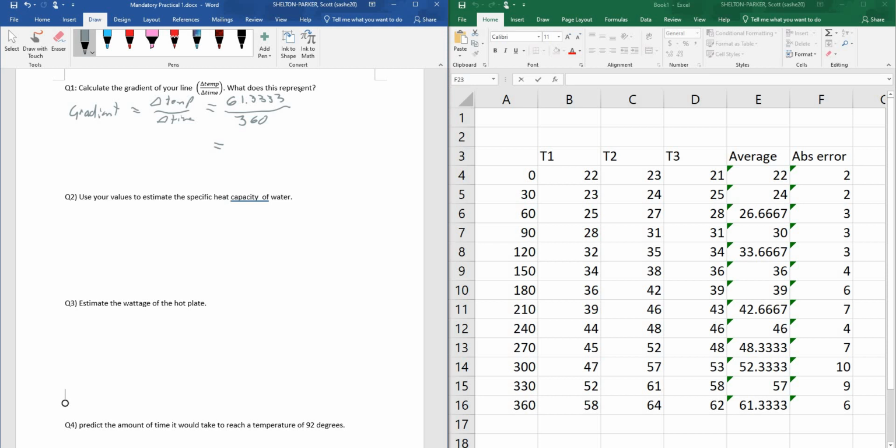And this is going to equal some amount of degrees Celsius per second. It won't be a big number, it'll be a small number. Actually, like it started there, it's under 20. Yeah, good point.